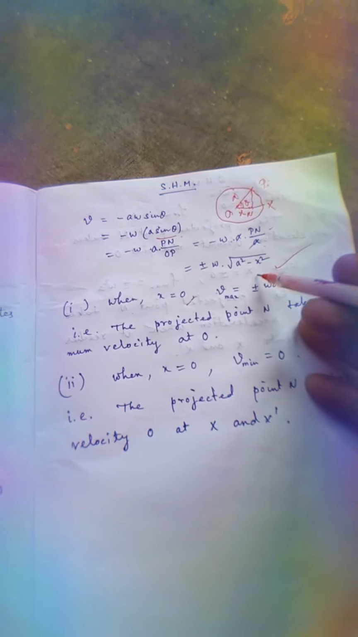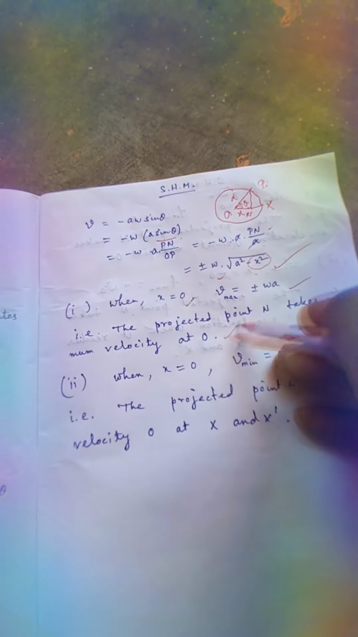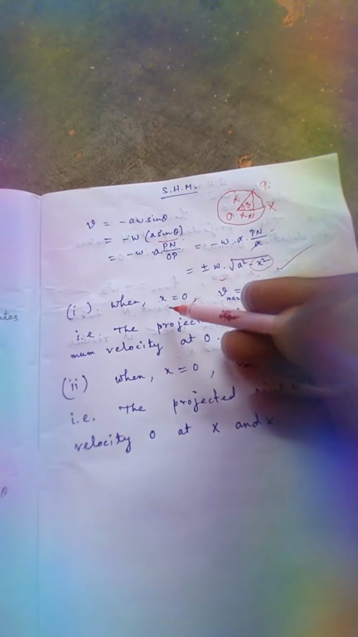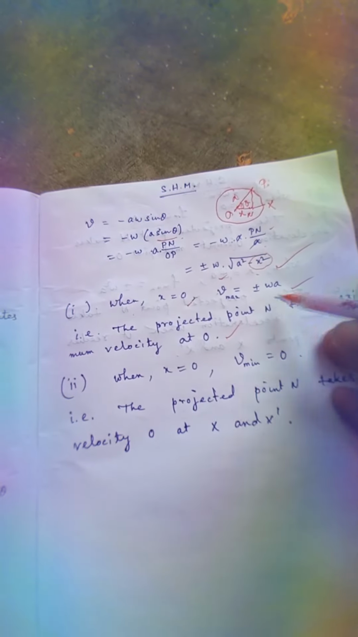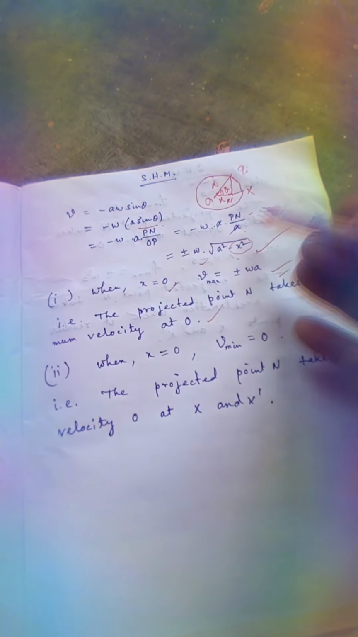Now if x is equal to 0, then V will be maximum. Its value is plus minus omega a. So the projected point N takes maximum velocity at point O, at the midpoint. When x is equal to 0, it means the particle reaches the midpoint, and the velocity is maximum, plus minus omega a.